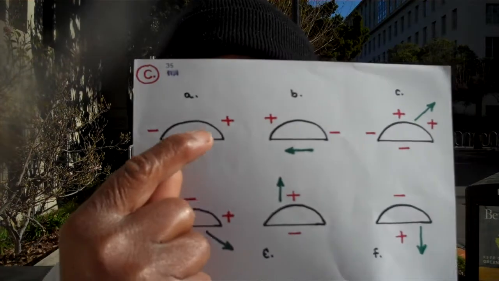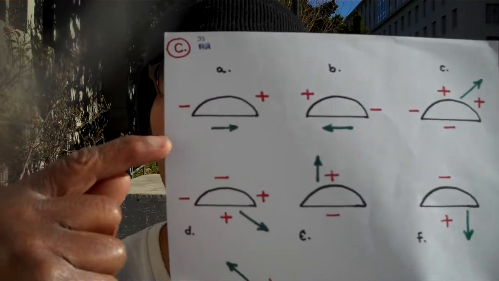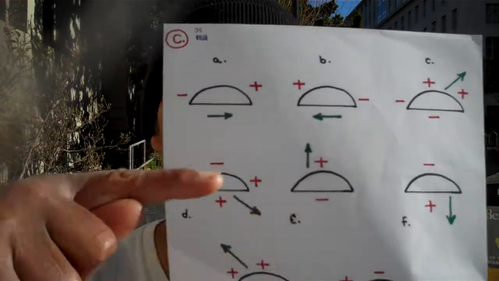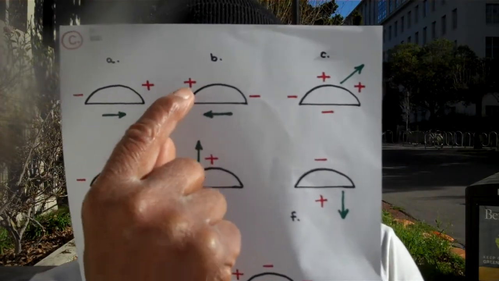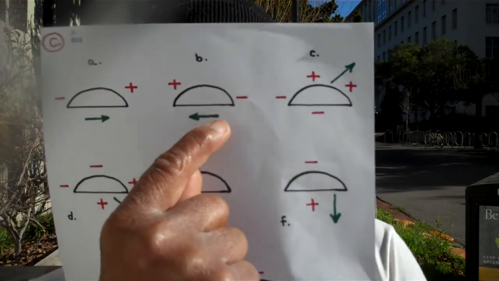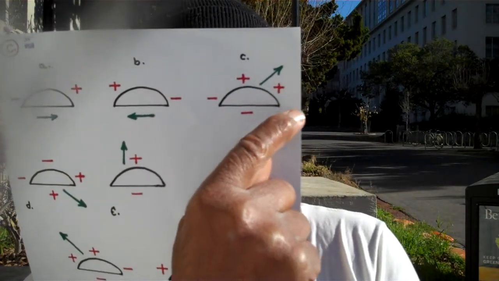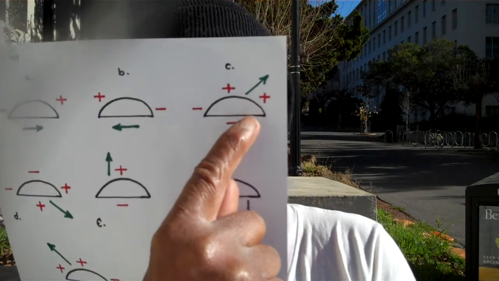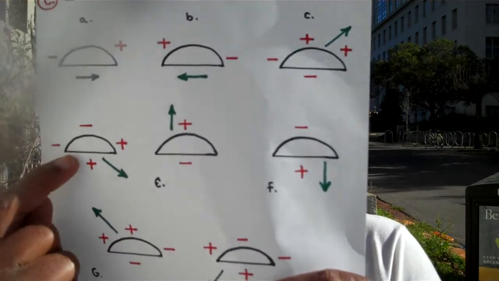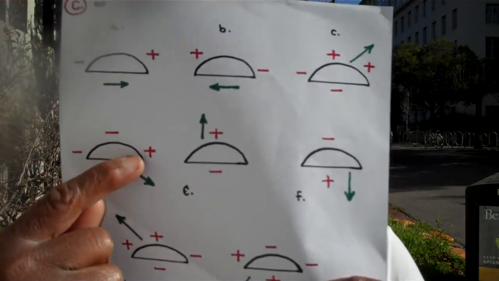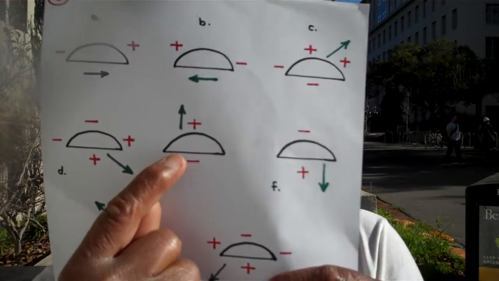Now, when you put the positive charge in the front of the craft, just like A right here, and the negative in the back, the direction goes this way. When you put the positive charge here in the front, the craft will go this way, as long as the negative is in the back. If the positive charge is on the top and the negative is at the bottom, the craft will go in the direction of this green arrow right here. That's this C. We'll go to D. When you put the positive charge at the bottom here and the negative in the back right here, the craft will go this way.